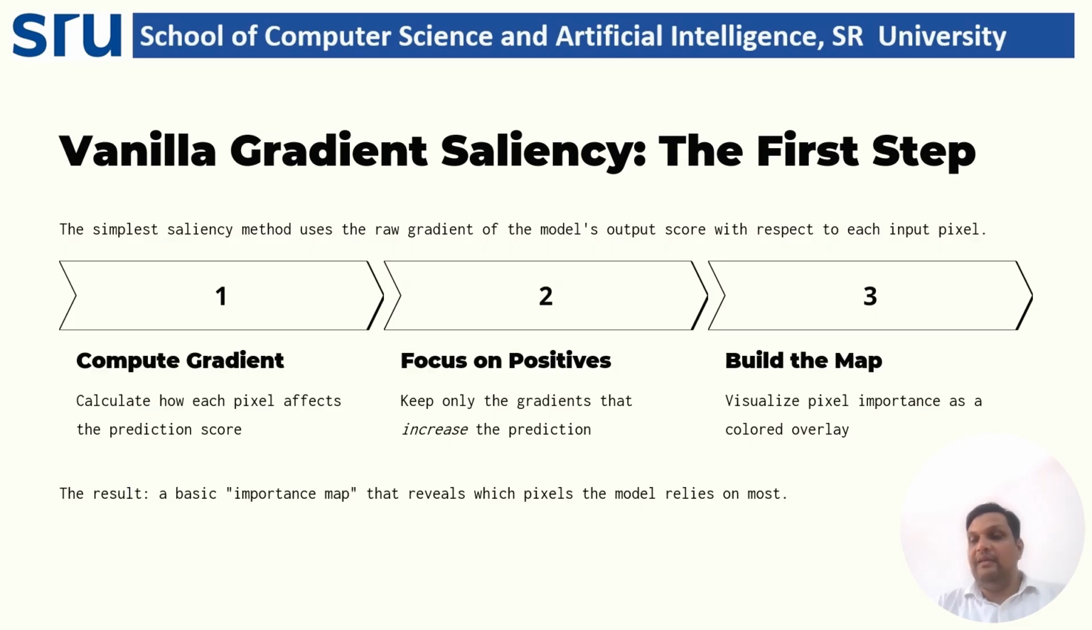So we can say here the vanilla gradient method simply highlights pixels that push the prediction higher. It gives us a first glimpse into the model's attention.